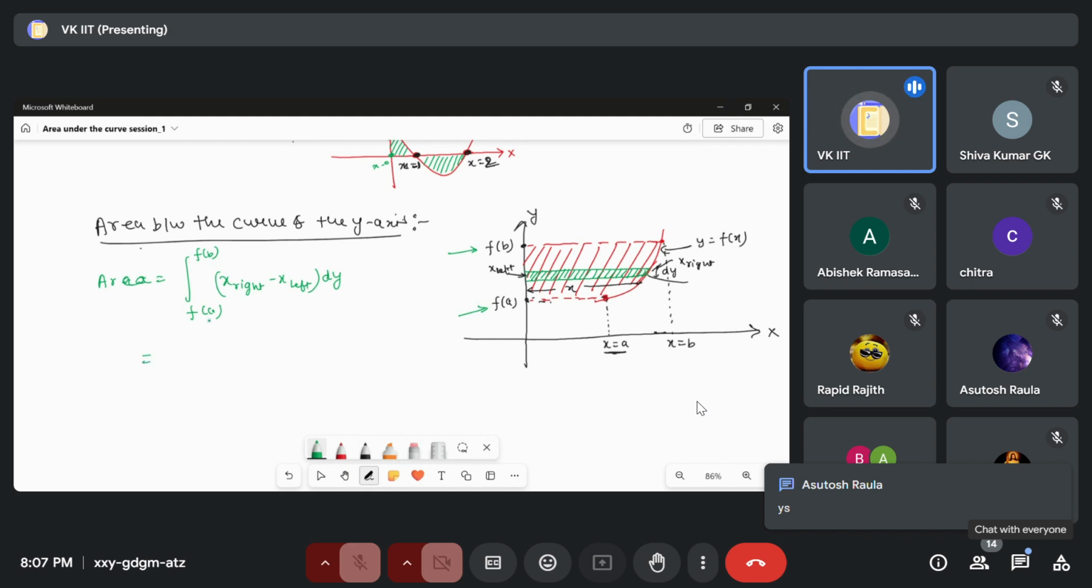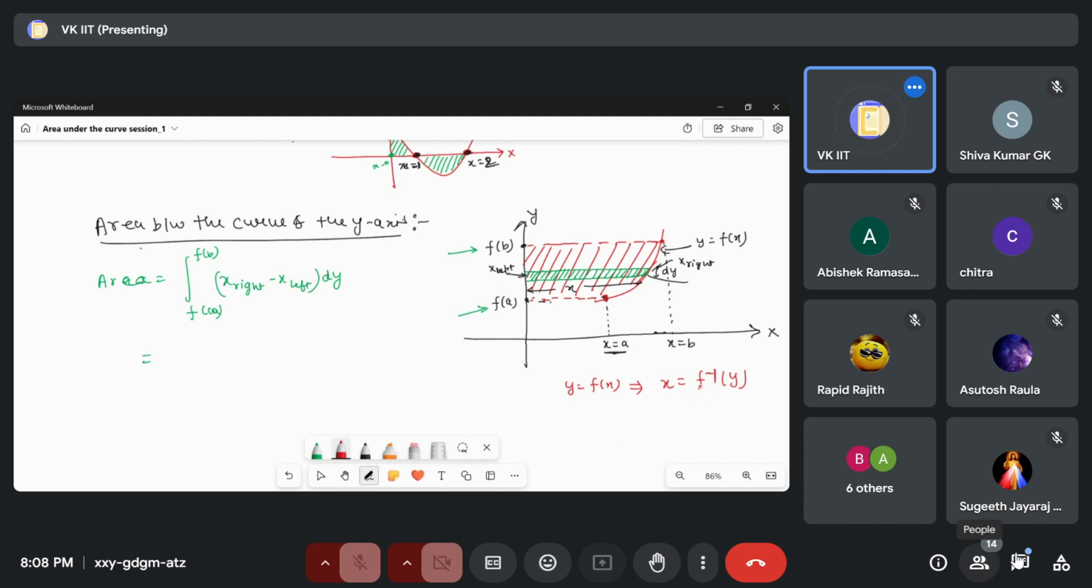Okay, so what is the x right here? X right is a function in this case. But how do we write the x in terms of y? In the question they are giving you y is equal to f(x), not x is equal to f(y). So how do you write the x function? It will be the inverse: x is equal to f inverse of y.